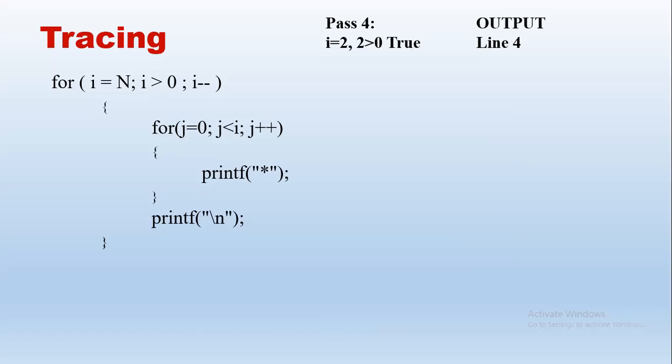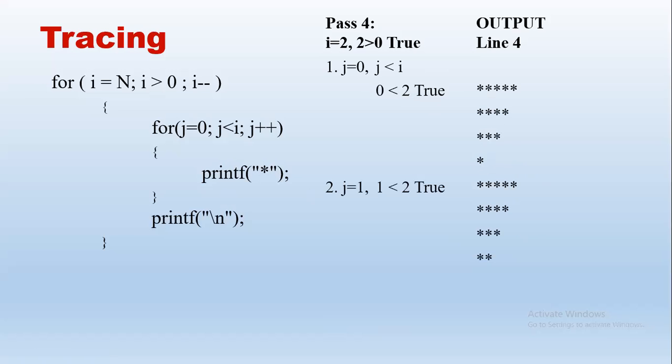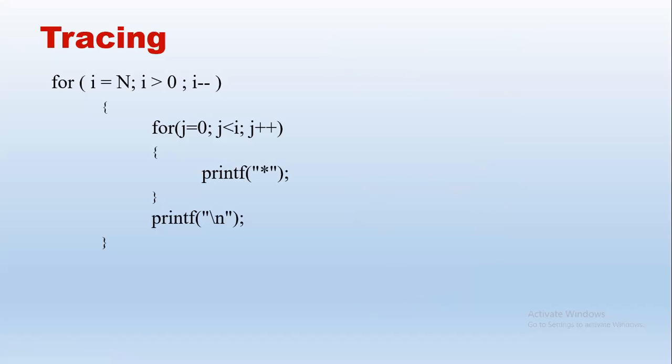We need to print line 4. So j starts from 0. We have printed 3 lines in the first 3 passes. Now in the fourth pass, we are printing the fourth line. So condition is true. We need to print star, right? So first step, star is printed once. Next, j is equal to 1. 1 less than 2, because 2 is the value of i. Condition true, star is printed second time. Now j becomes 1 plus 1, 2. 2 less than i. i is 2 here. So 2 less than 2, condition is false. So this pass completes. We have a slash n. Cursor comes to next line.